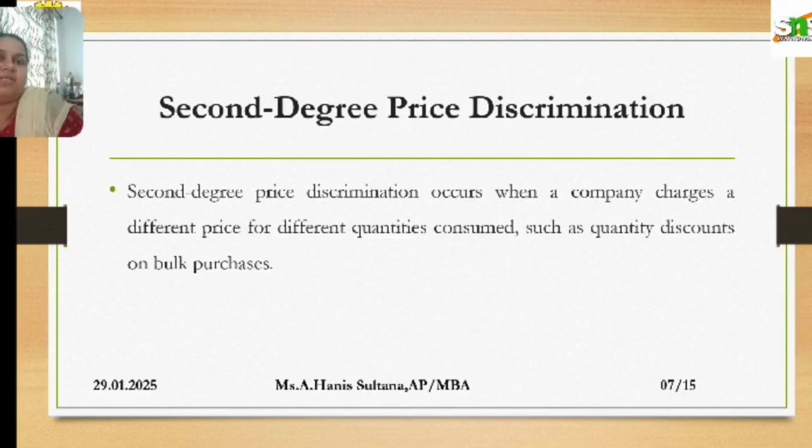Second degree price discrimination occurs when a company charges a different price for different quantities consumed, such as quantity discounts on bulk purchases. For example, if I am buying 10 units, there is no change in the price. Suppose I am going for 50 units or 100 units, till 100 units I may have the price of 9 rupees 80 paise. Beyond 200 units, I may pay 9 rupees 50 paise. So bulk purchases may have discounts for the consumption.